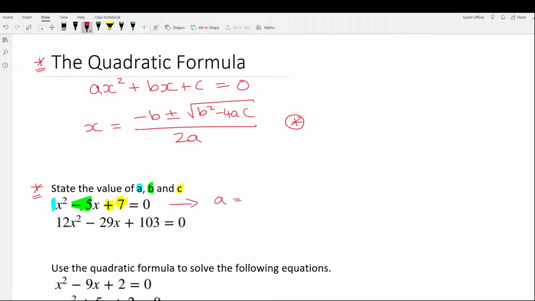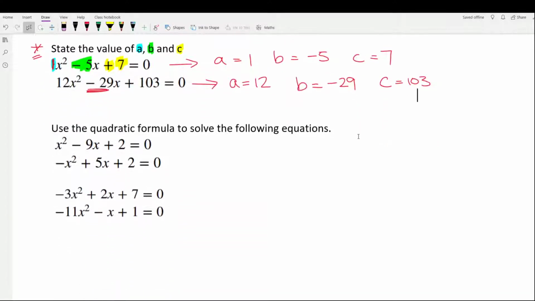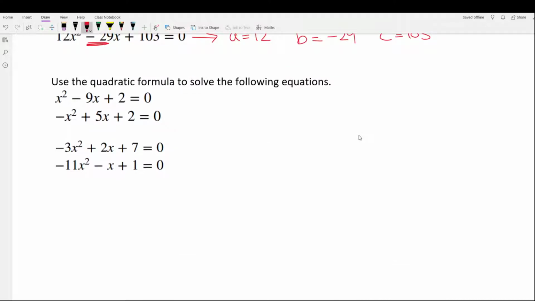Well, a is just equal to 1. There's a 1 here. b is equal to negative 5 and c is equal to positive 7. Alright, so let's do that for the next equation. a is 12, b is negative 29, so be careful of the sign in front, and c is equal to 103. Pretty straightforward.